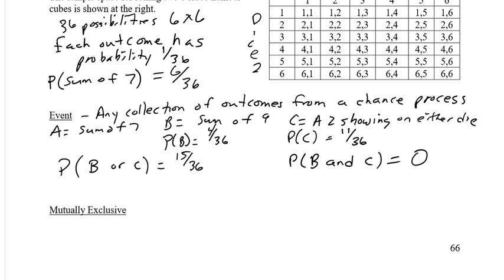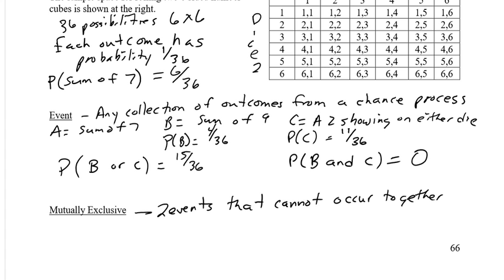There are 2 events that cannot occur together. There's no overlap in those events. Now I could have a 2 showing and a sum of 7, because I could have a 2 and a 5 or a 5 and a 2. That certainly can happen, but I cannot have a 2 showing and a sum of 9. So those events are mutually exclusive. Okay? And there's some special things that go with that, and we're going to look at some basic probability rules.